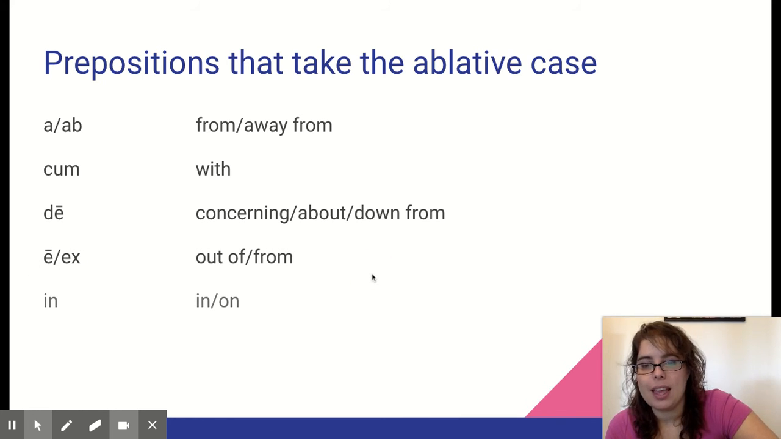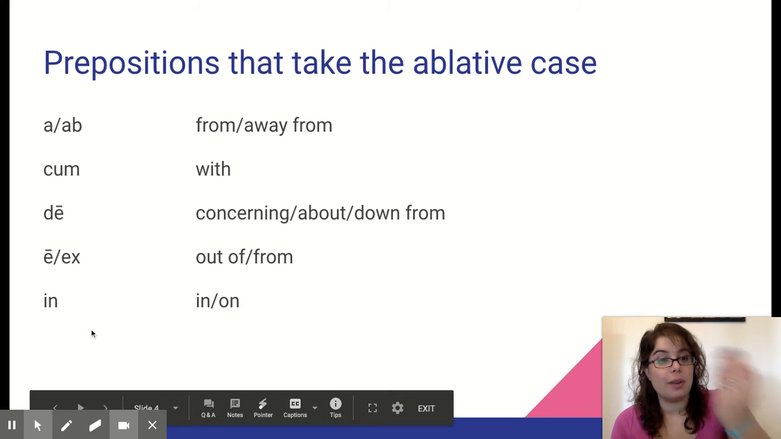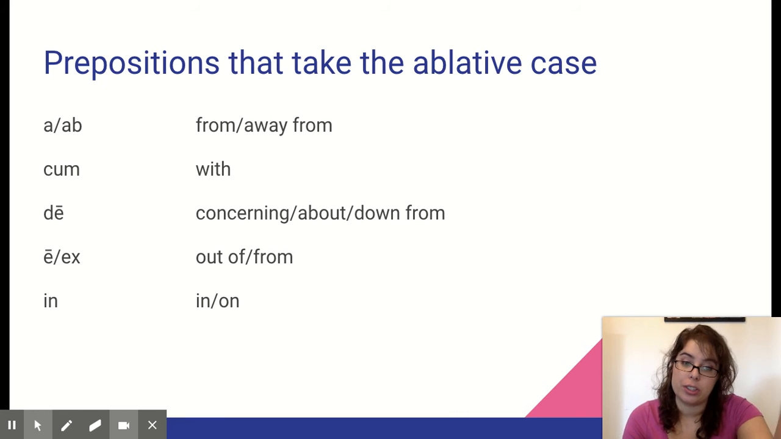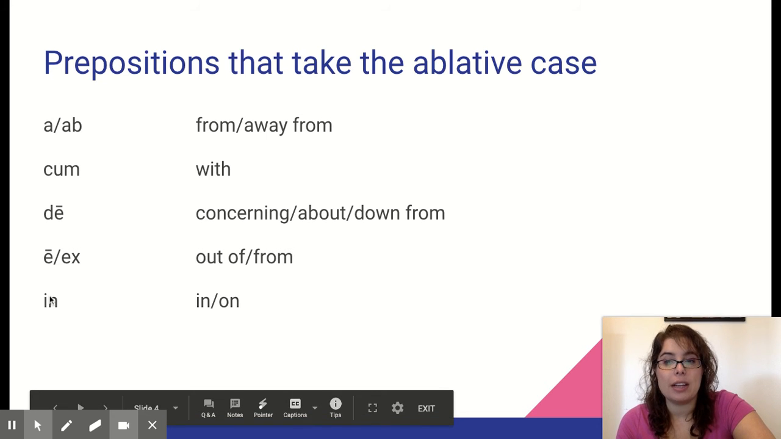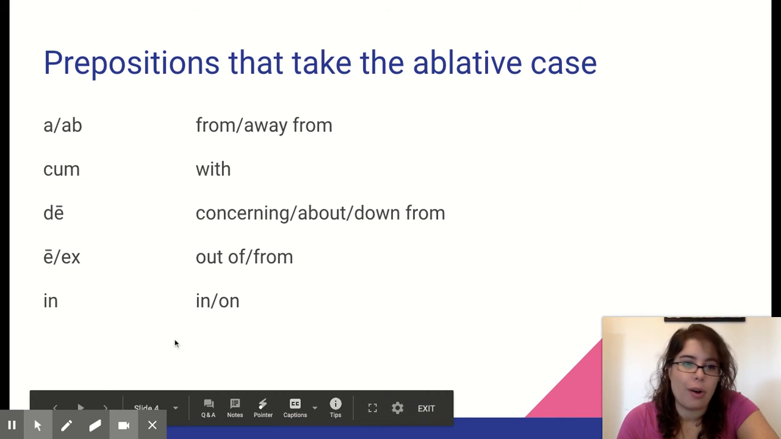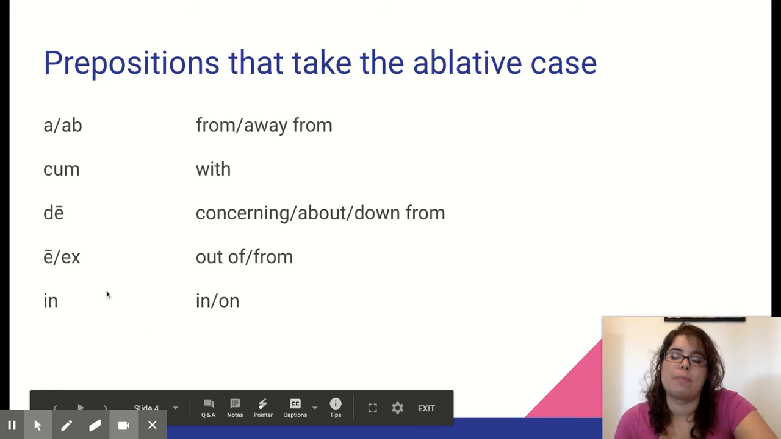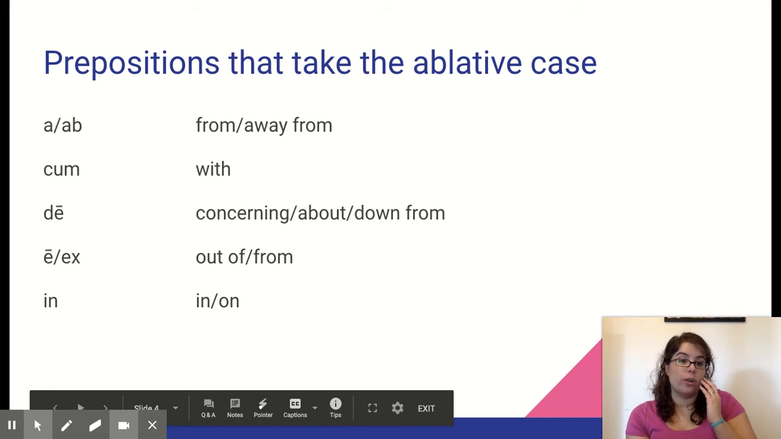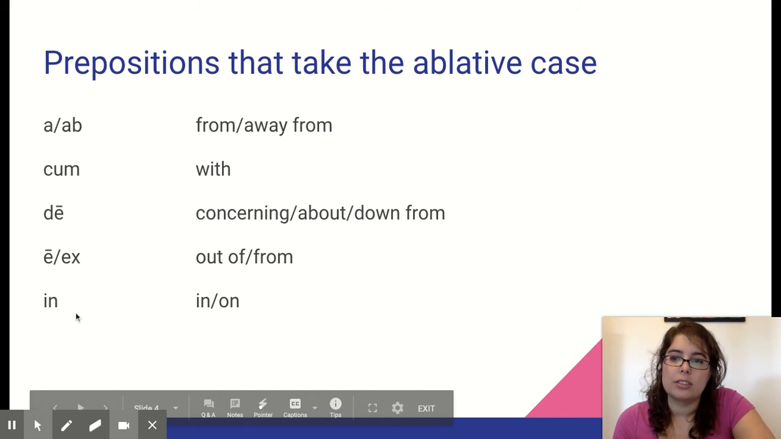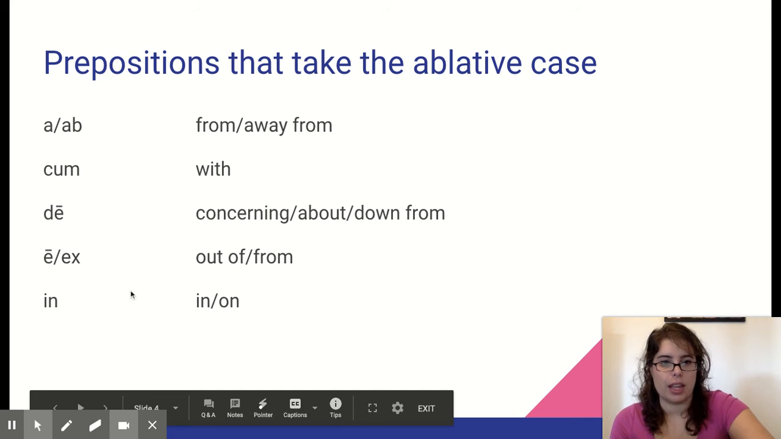Okay. And then we have in, which again, we already saw can be used with the accusative case to mean into or onto. When it takes the ablative case, which is the way we've seen it mostly up till this point, it's going to mean in or on, right? So grumio est in atrio. Grumio is in the atrium, versus, right, grumio in atrium ambulat. Grumio walks into the atrium.